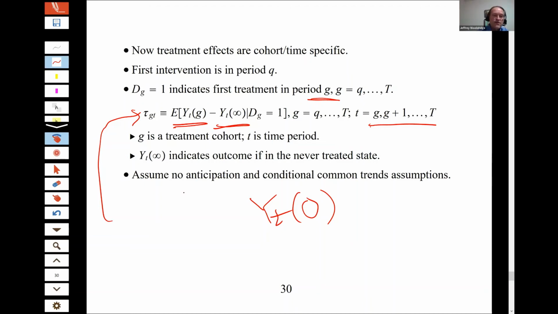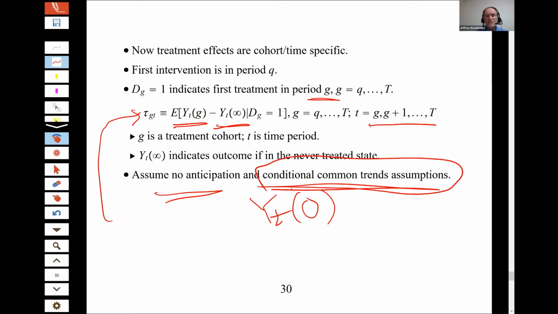Okay, there are no anticipation assumptions, of course. There are common trends assumptions, and this one especially is more complicated because now there are these different cohorts which are indexed by D_q. D_q is the first cohort treated up to D_T, and this indicates the cohort treated only in the final time period.